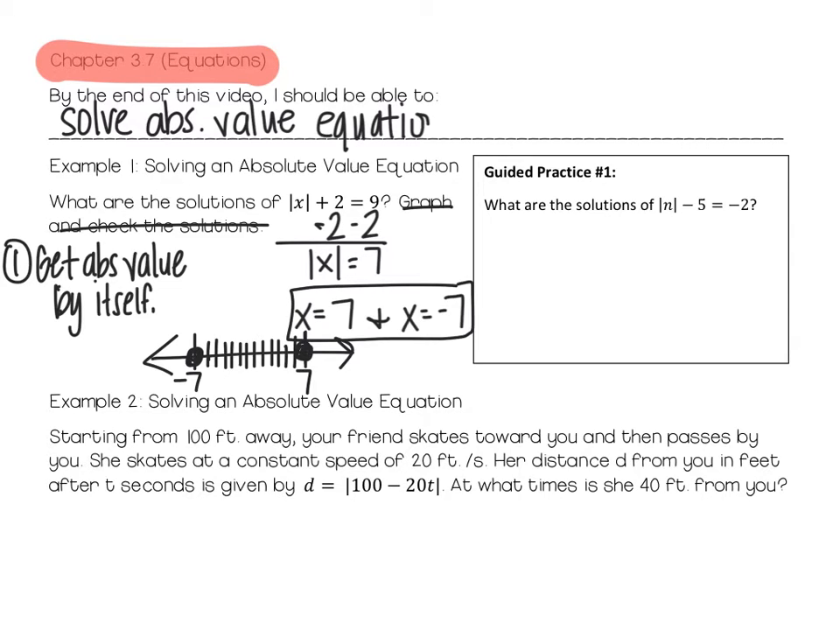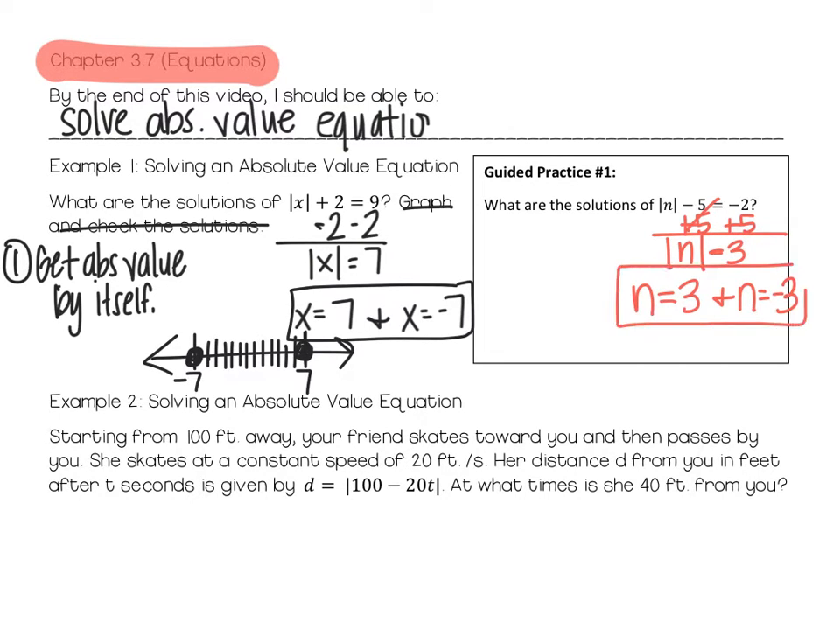Guided practice number 1, I want you to pause the video and try this one on your own, and I'll give you the answer in just a second. Okay, what you need to do first is isolate the absolute value. So we're going to add 5. We get absolute value of n equals 3. That means that n could equal positive 3 and n could equal negative 3. And that's your final answer.